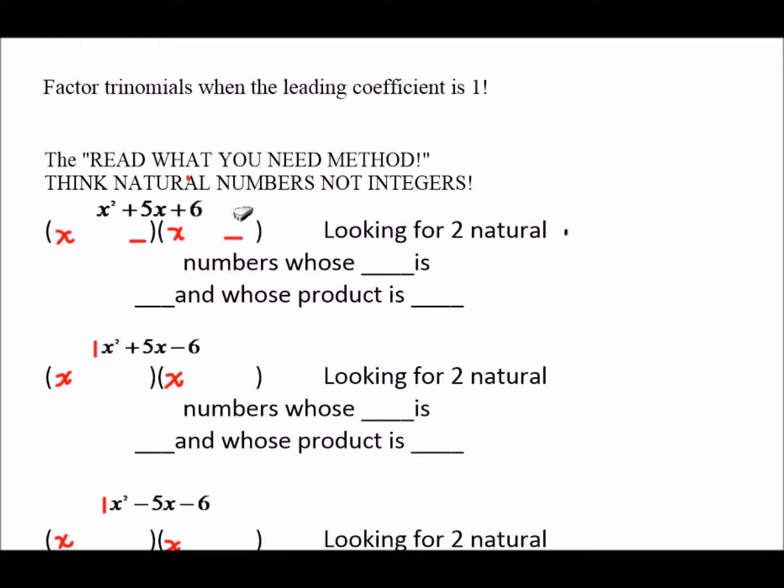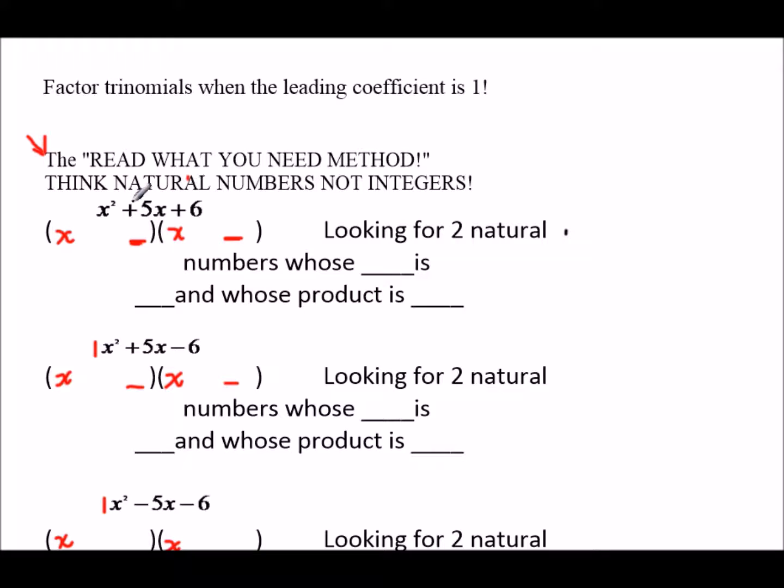When we want to factor these trinomials whose leading coefficient is 1, it's obvious that we are going to have an x times an x, and what we really need to find is this other set of numbers that are on the ends, and then we have to figure out the signs. So I'm going to assert here that we can actually read what we need if we read backwards.